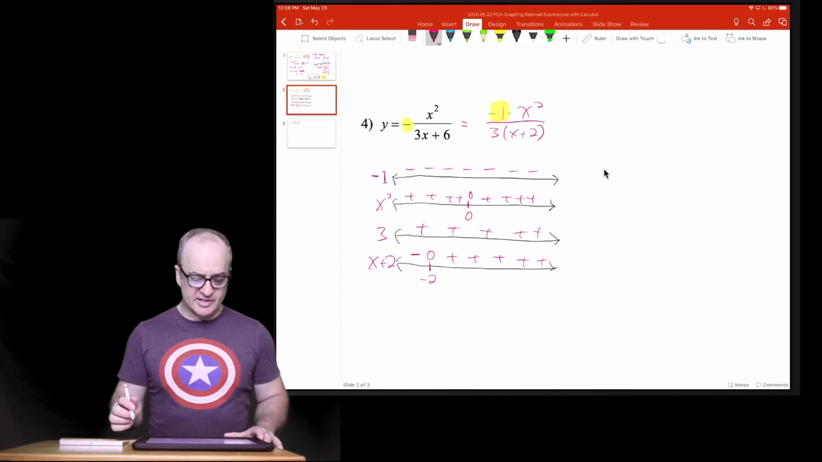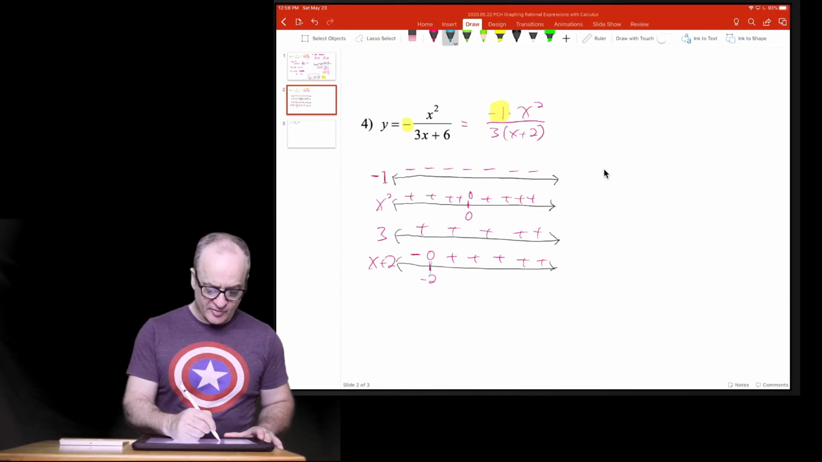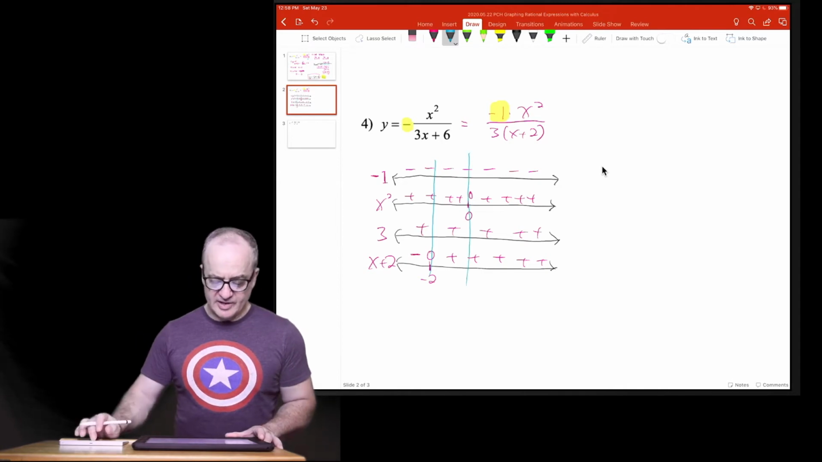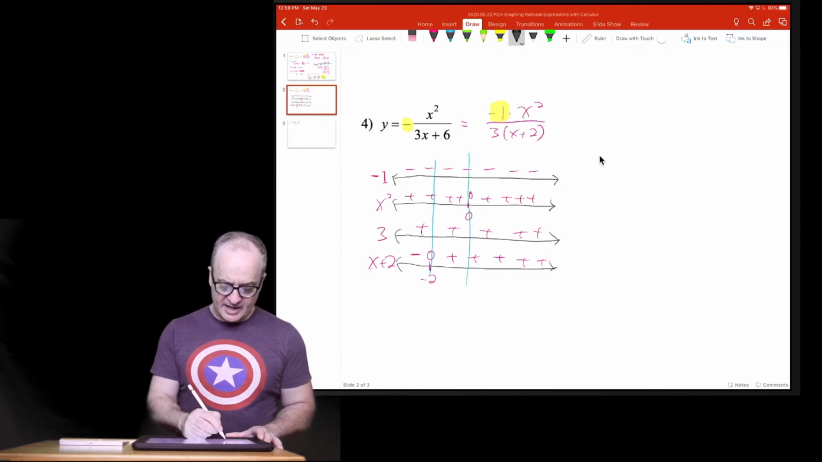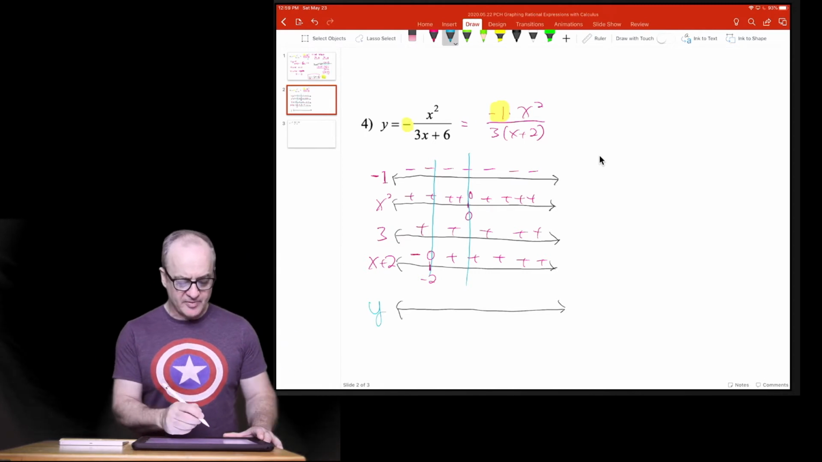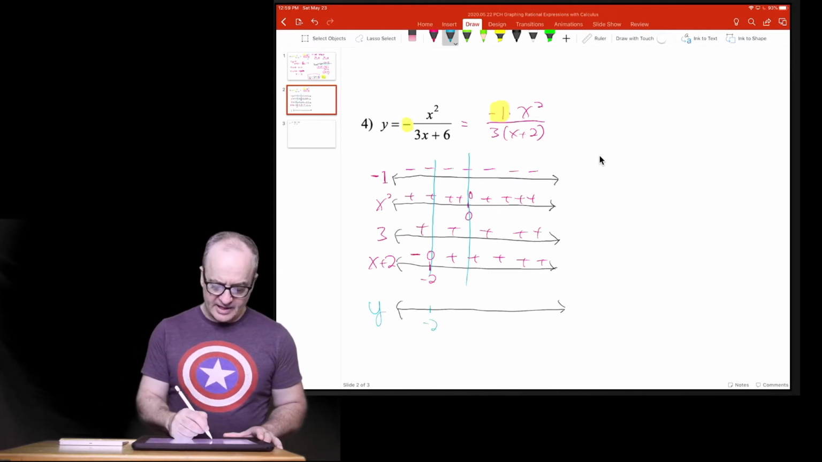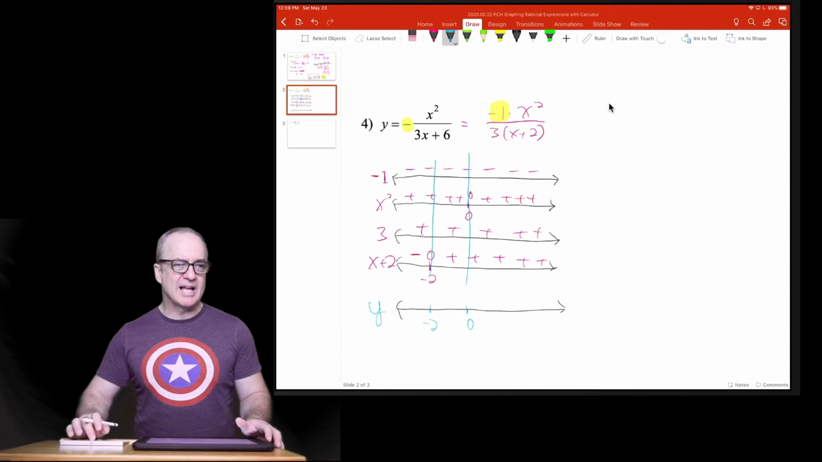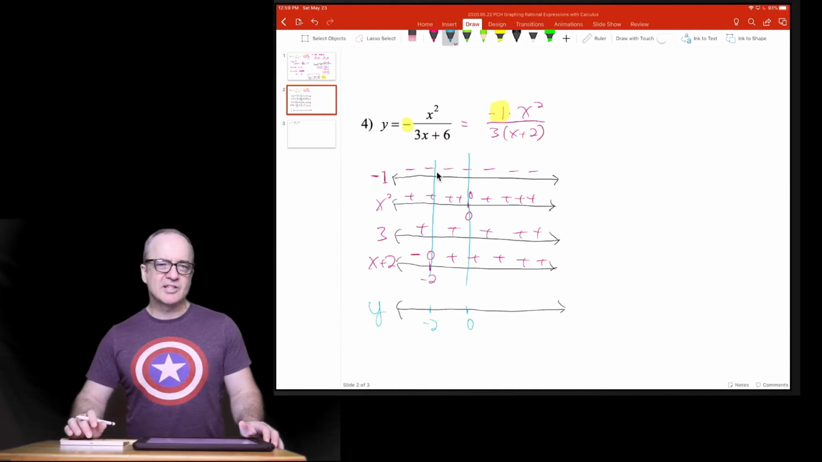Now the point to this, and sometimes these vertical lines help me keep track of what I'm doing, is to finally make a last number line where we think about how all these factors behave. Number line for y itself. We'll put negative 2 on it, we'll put 0 on it, and we'll ask ourselves, when x is less than negative 2, how does y behave?